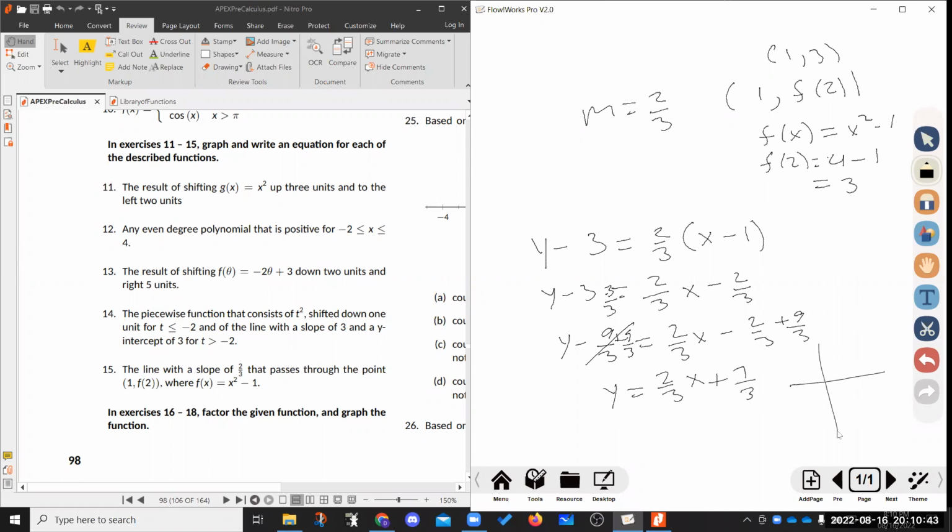We're going to graph that. 7/3 is 2 1/3. So it's right there. And we're going to go up 2/3, which is going to get us up there to 3, right 1. So we're at the point (1, 3). And there's our linear equation right there.